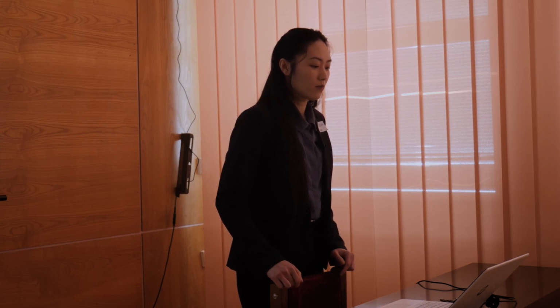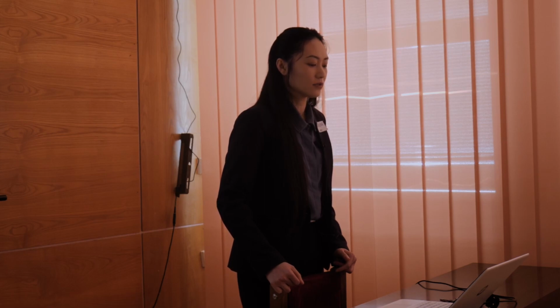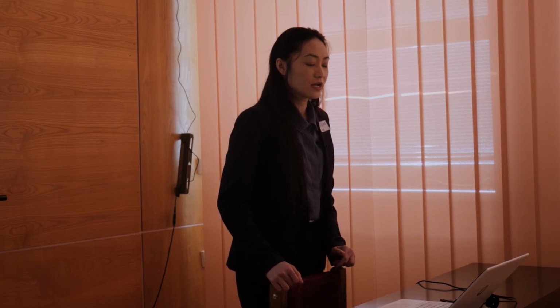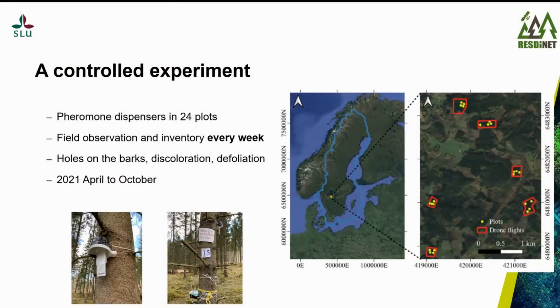And we have a weekly field inventory. So we go to the field and we count the holes on the bark, and we record if there is any discoloration, any defoliation, and the bark damage. This experiment was going on in 2021, from April to October.